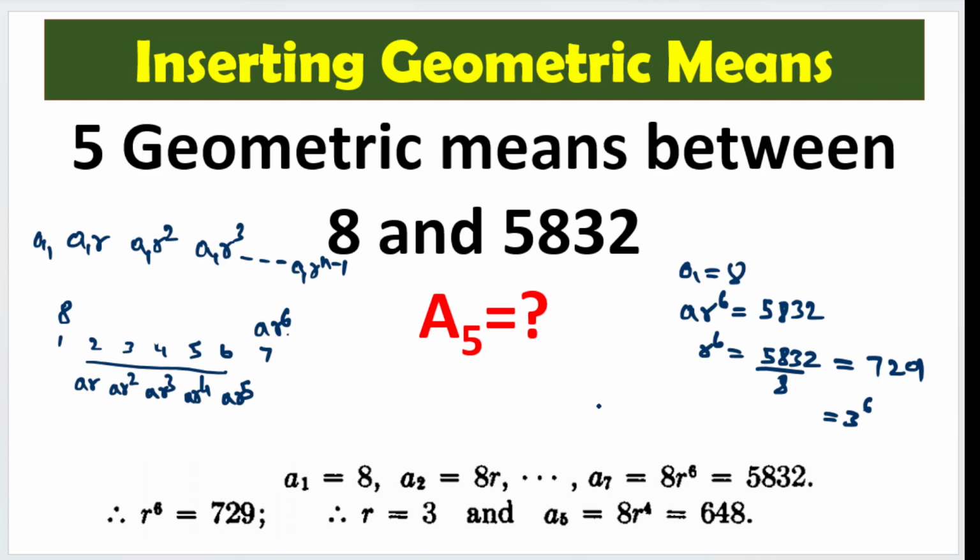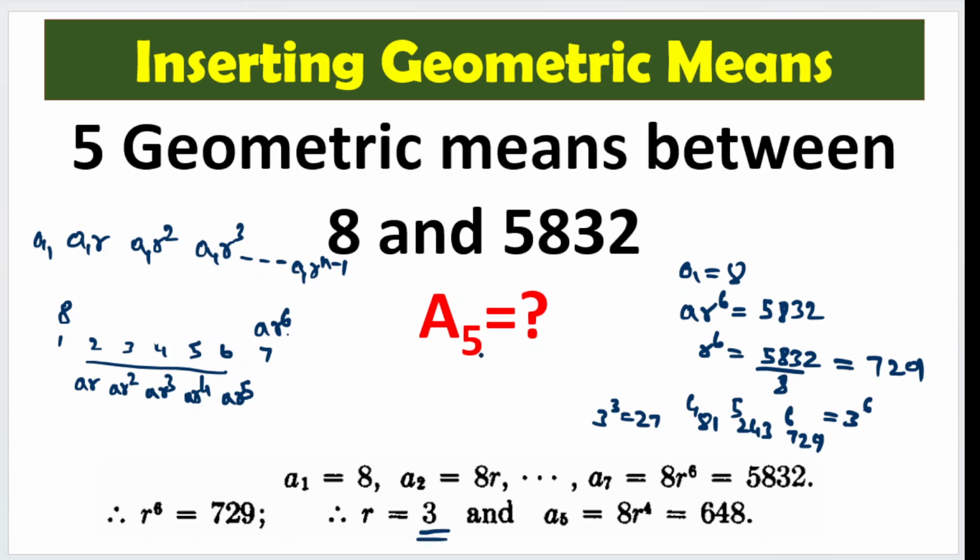3 cube is 27, 3 power 4 is 81, 3 power 5 is 243, 3 power 6 is 729. That we already know. What does that mean? That means R is equal to 3. Right, R is equal to 3.